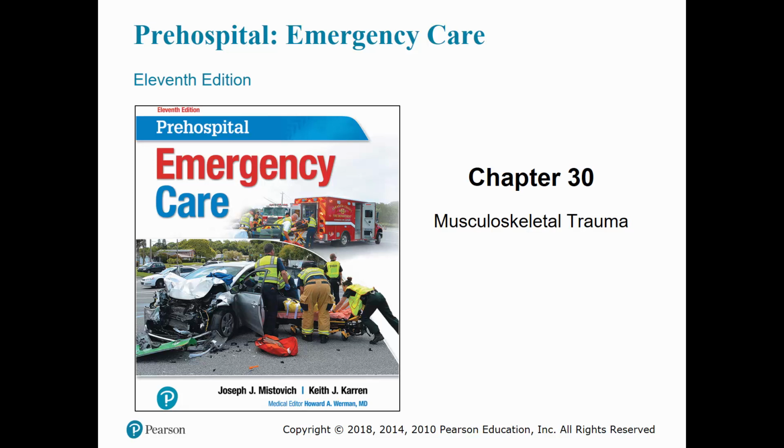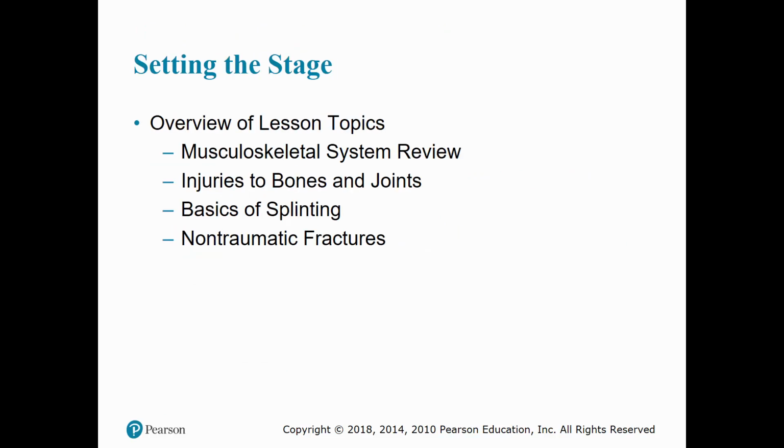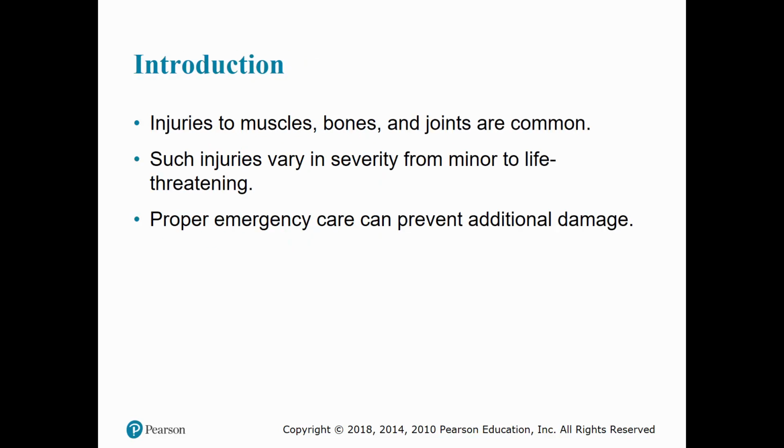Hey everybody, so today we're going to be covering Chapter 30, Musculoskeletal Trauma. In this chapter we're going to review what the musculoskeletal system is, just a brief overview of it. We will also discuss various injuries that we may see to bones and joints, go over the basics of splinting, as well as go over what non-traumatic fractures are.